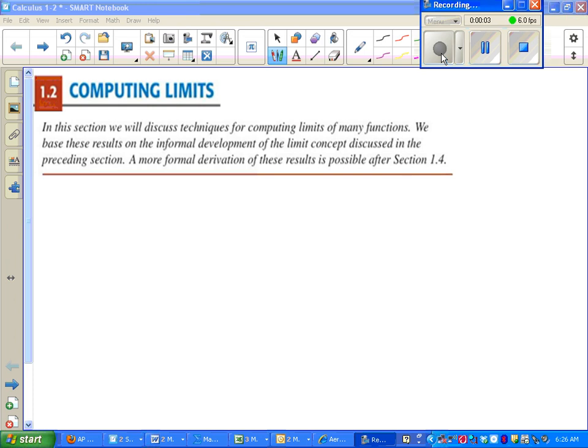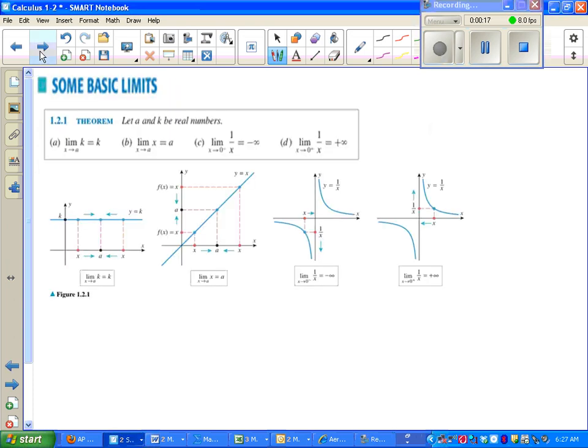1.2 Computing limits. In this section we're going to find limits using all sorts of different techniques, algebraic mostly. We're also going to figure out what a limit is by looking at a graph. We'll start off with some basic limits. Got a picture that goes with each one of these.